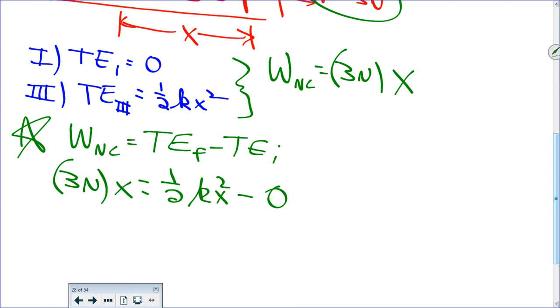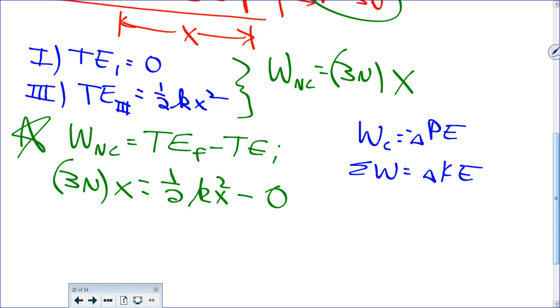Remember, when we started this, we learned 3 different equations for work. The work done by conservative forces is the change in potential energy. The net work is equal to the change in kinetic energy. Why is this not a great option for us here? The 2 points are 0. Yeah, so there's no change in kinetic energy. That means your net work has got to be 0.